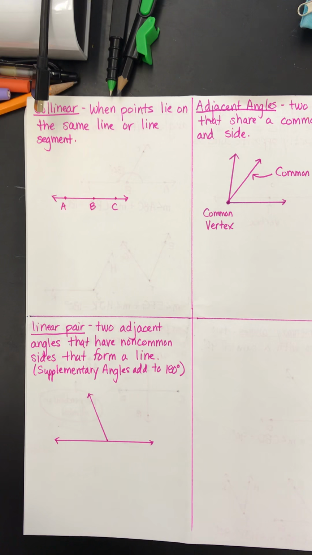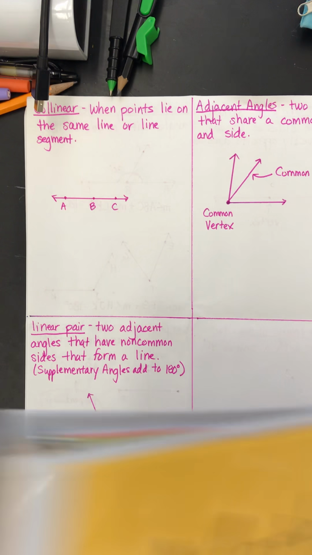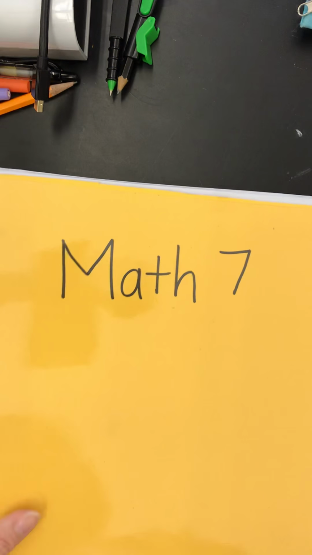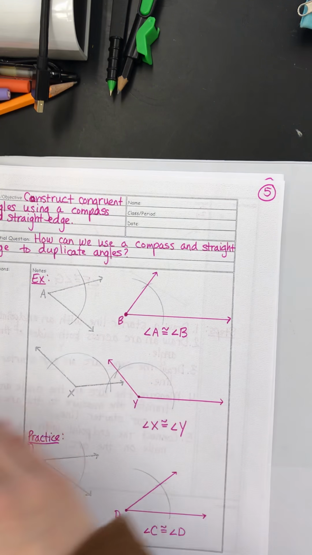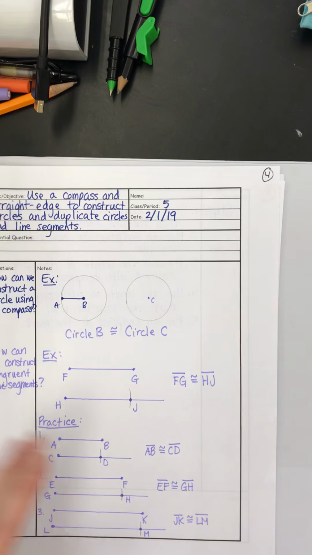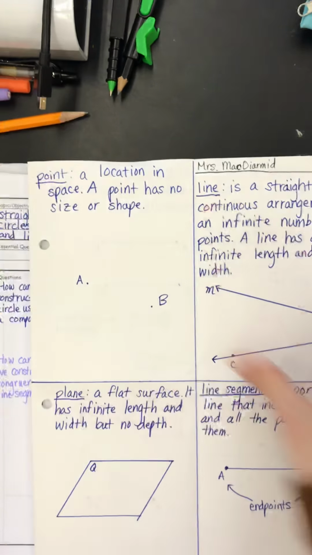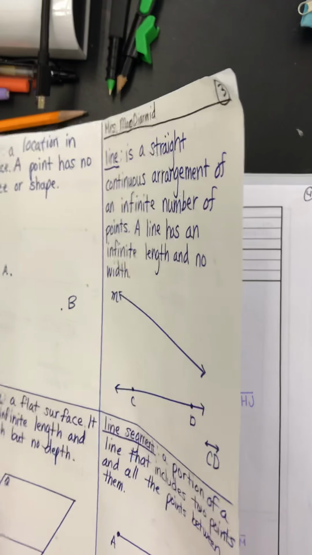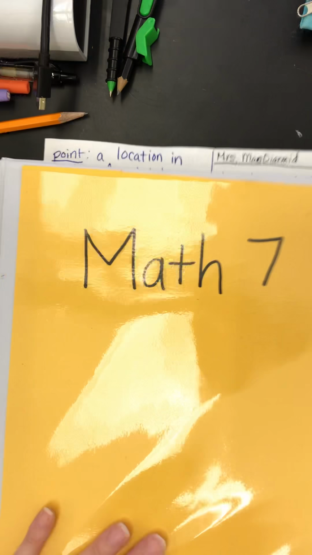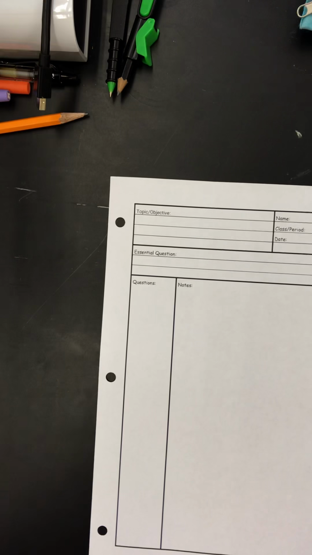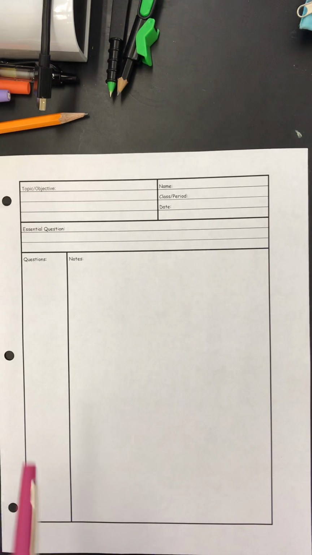Now we're going to move on and we're going to just take a few notes on these so you can see what is and what isn't adjacent angles and linear pairs. So let's go ahead. I'm going to just stick the vocab foldable back where it goes real quick to make sure I don't lose it. It's page 3. Okay, then your teacher should have given you a blank note sheet. So go ahead and take that out.